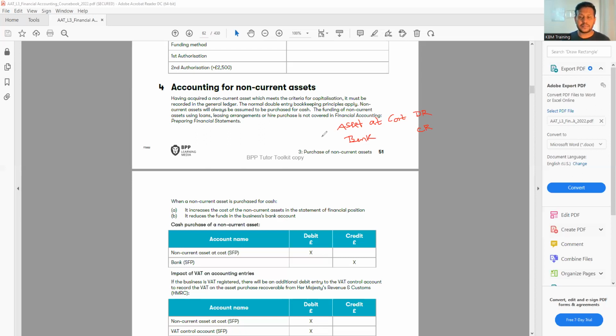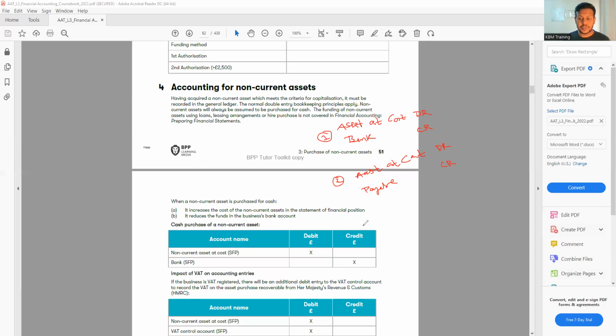This is number one. Number two is, it is possible you buy an asset but you don't pay for it immediately, you'll pay later. In this case, if you pay later, the asset account will be debit, asset at cost, because the asset is still coming. Asset cost will be debit, but this time it will be payable. Payable will be credit, because we did not make a payment yet.